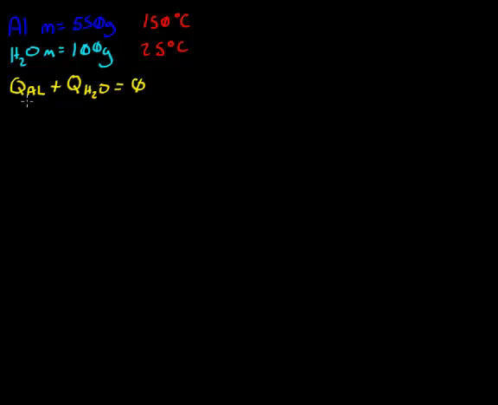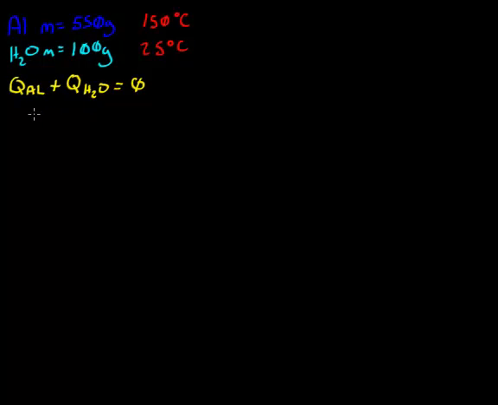Well, we know that the Q of aluminum plus the Q of H2O is going to equal 0. The reason why is that as one lets off heat, the other is going to take on heat, and that's going to be the equilibrium, and it's going to equal 0. Okay, so the first thing we need to do is find the Q of aluminum.